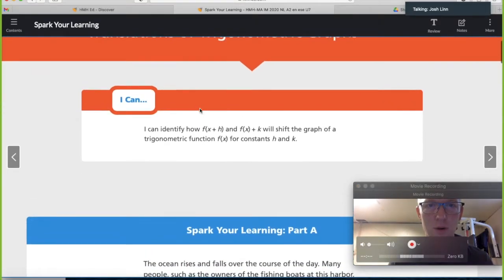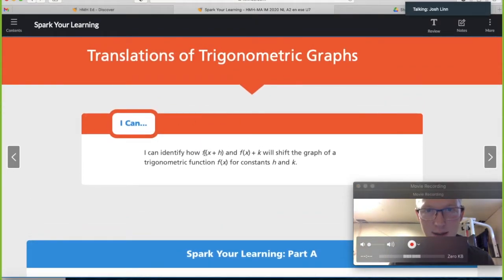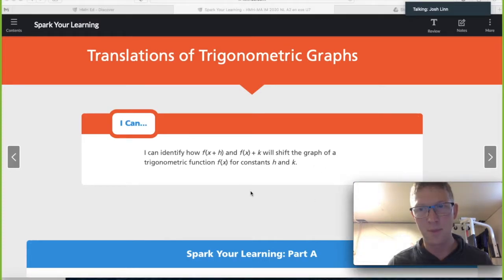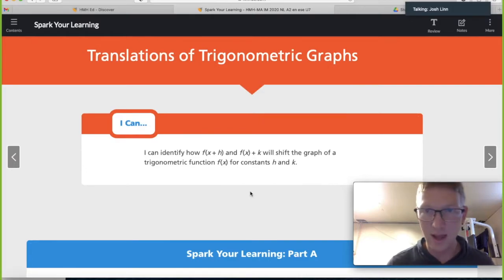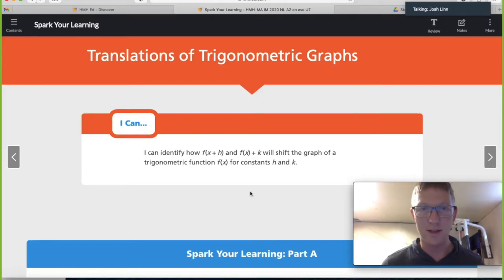And, oh look, I can identify how f of x plus h and f of x plus k will shift the graph. Have we ever seen that before? Yes, we have. It's all the same as we've learned with all of our other functions, so hopefully this section won't be too bad.